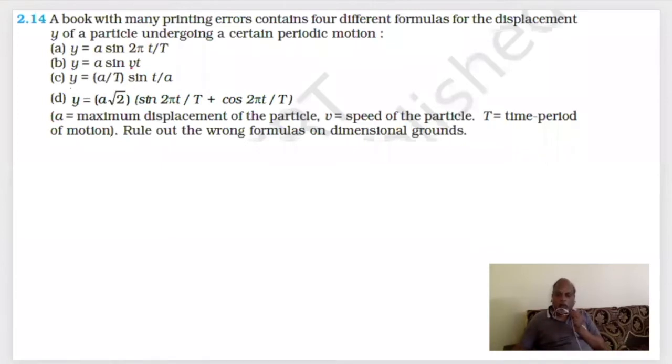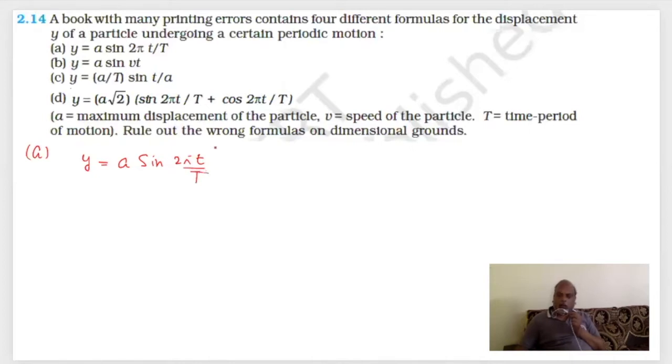Now let us go to question number 14. In this question we have to find out whether these equations are homogeneous or not, or whether the equations are correct dimensionally. So let us see one by one. A: y equals a sin(2 pi t upon T).